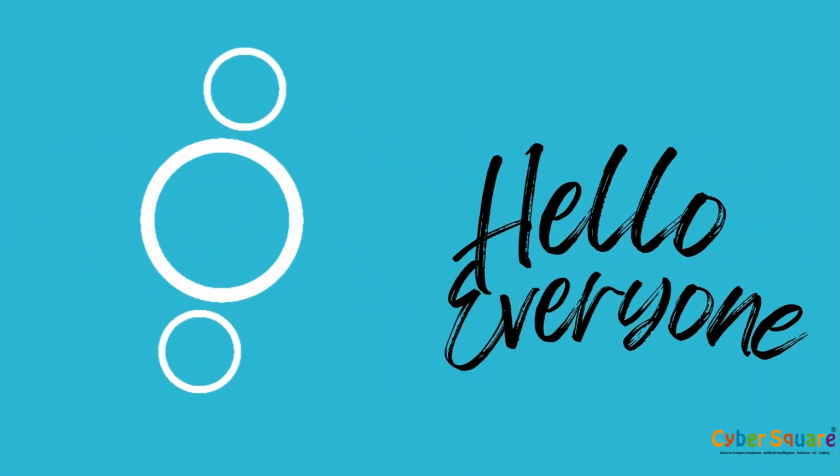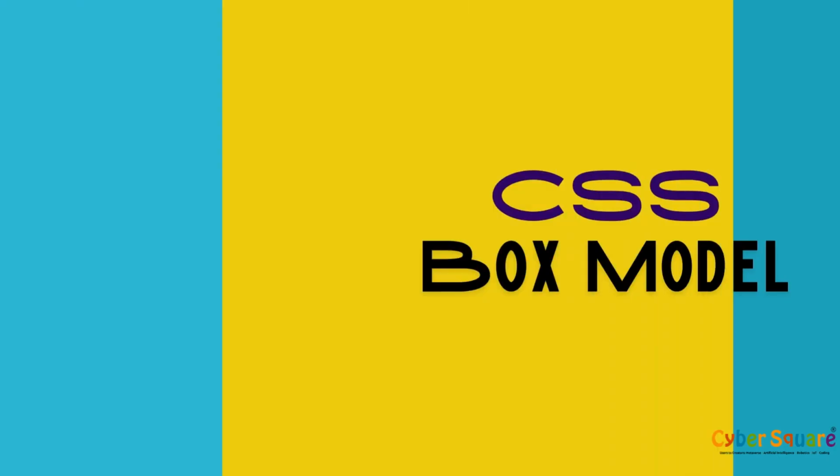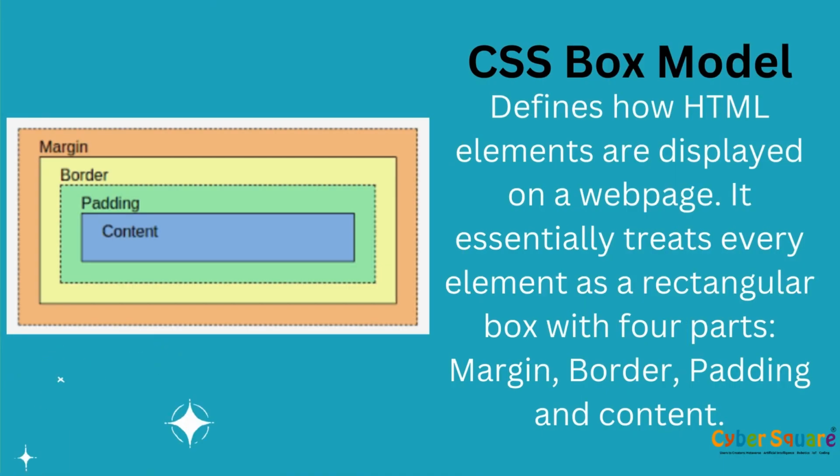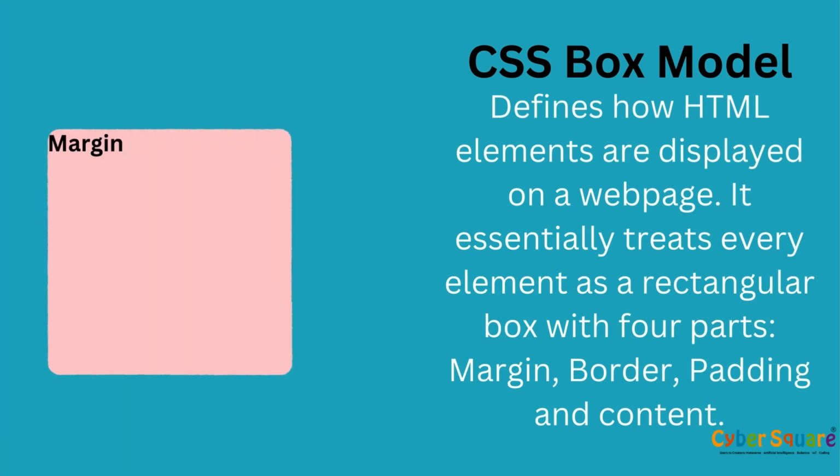Hi everyone, today we'll be diving into a fundamental concept for styling web pages, the CSS box model. The CSS box model defines how HTML elements are displayed on a web page. It essentially treats every element as a rectangular box with 4 parts: margin, border, padding, and content.